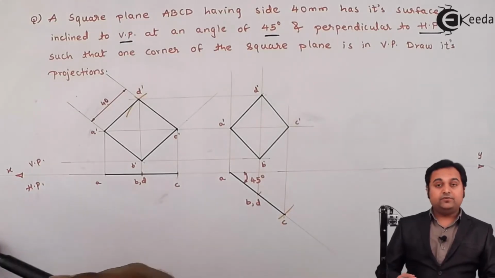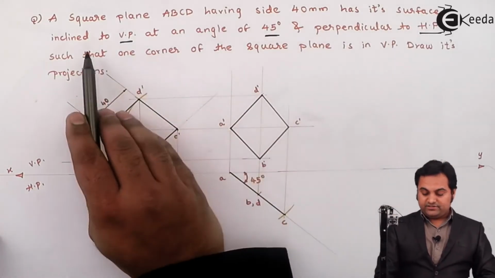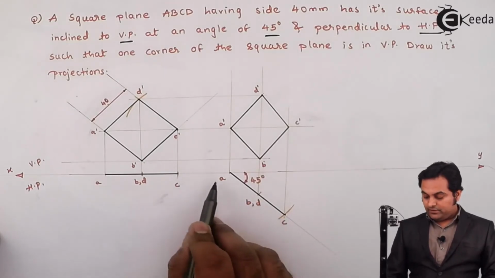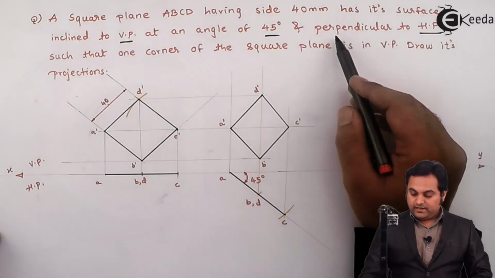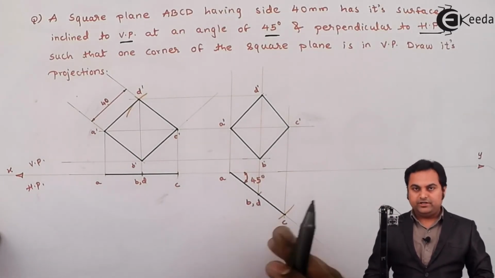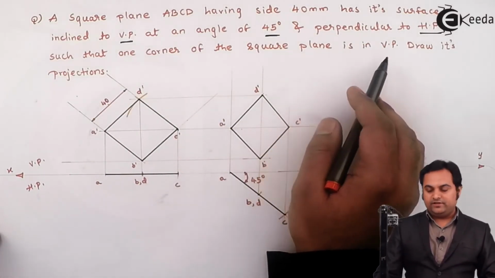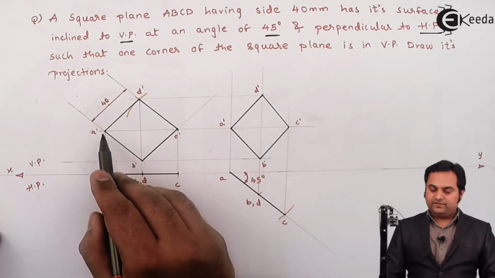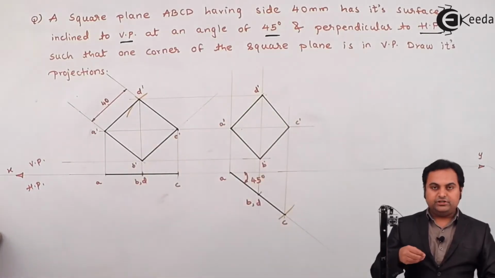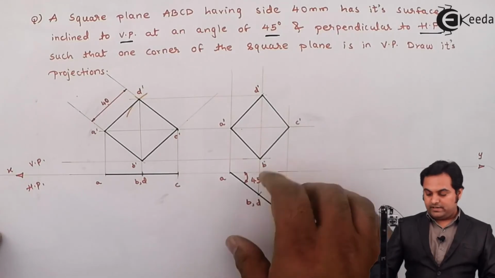Next, as we see here, it was given that the square plane ABCD having side 40 mm has its surface inclined to VP. Inclination with VP is seen in HP. Here the plane is inclined at 45 degrees and perpendicular to HP. If the plane is inclined to VP, then it is perpendicular to the other plane, which is HP, such that one corner of the square plane is in VP. That corner of the square plane is A dash. It means keeping A dash fixed, this square plane was tilted by 45 degrees, and when it is tilted we can see the top view, and here is the front view.